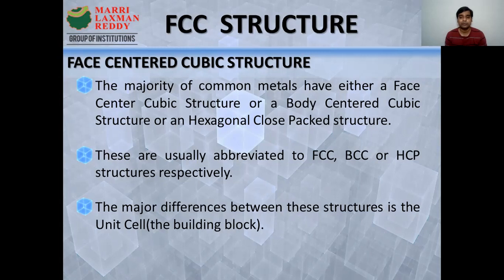The major difference between these structures is the unit cell. The unit cell is the smallest geometrical figure in a crystal structure, whose repeated translations must give the entire crystal structure. In such a way, the unit cell can be considered. By studying the unit cell properties, we assign the same properties to the entire crystal structure. That's why we are taking the unit cell.